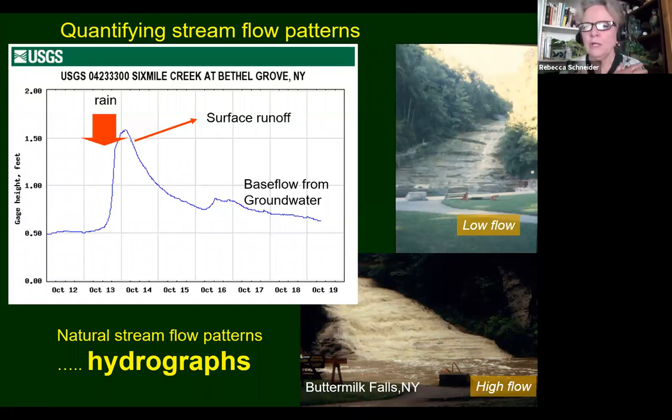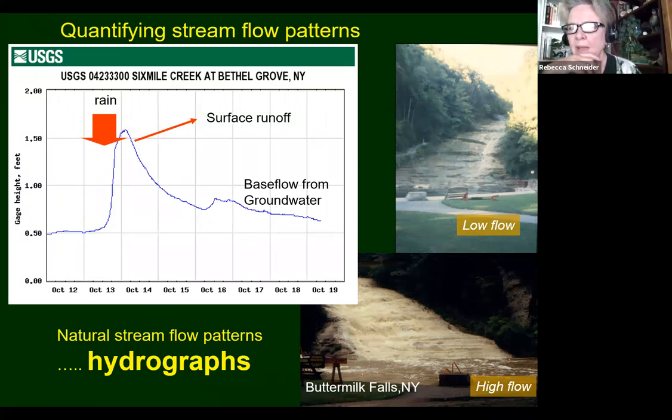All right, when you're looking at a stream, the key process to understand is that there are natural patterns to stream flow. That is, there are times when the water's high and times when it is low. We use hydrographs to document these patterns. This is the hydrograph, one week of data.